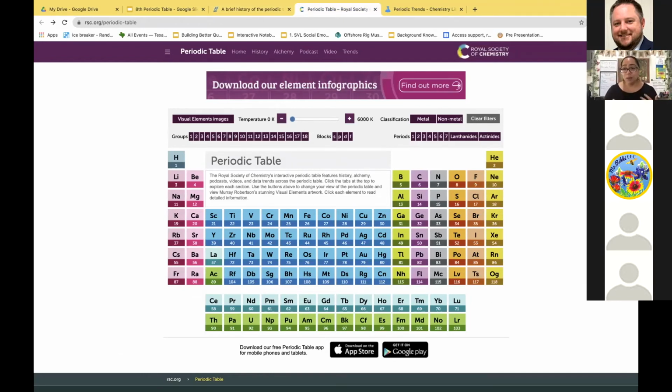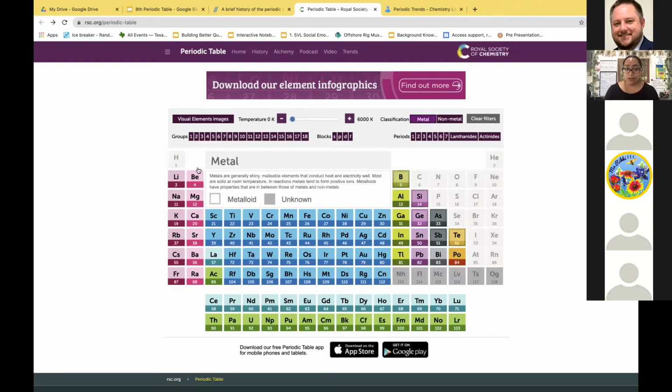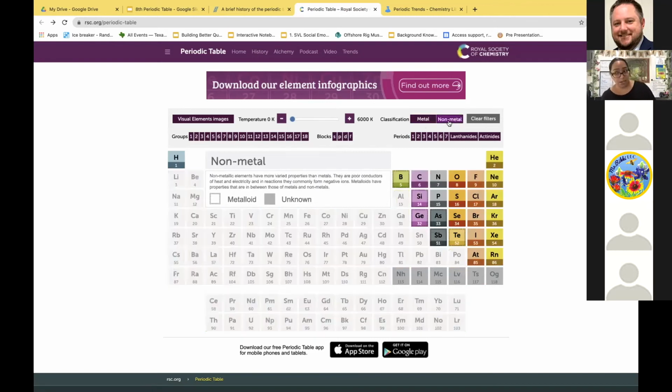So a lot of the periodic tables have a key that helps us determine whether things are metal or non-metal, whether it's a solid, liquid, or a gas. So if we take a look at this periodic table, we can sort it by metals. So you can take a look at what elements are metals. We can see what are non-metals. And then we can also sort it by groups and periods. So let's talk about what exactly those are.